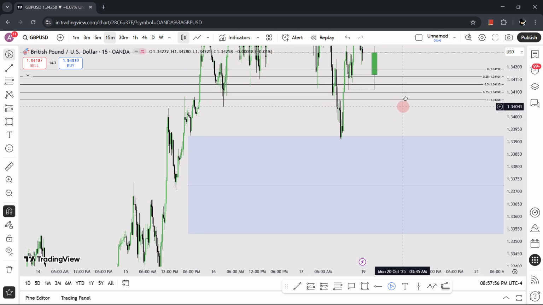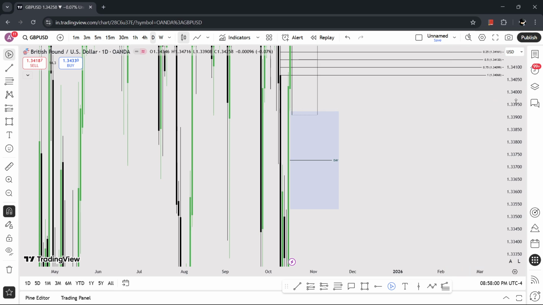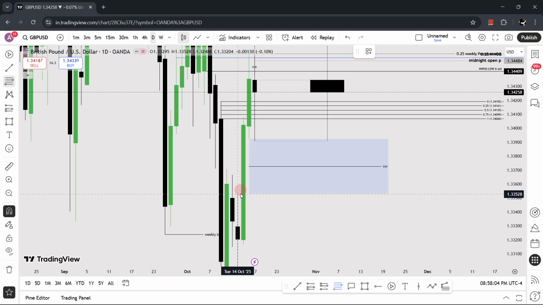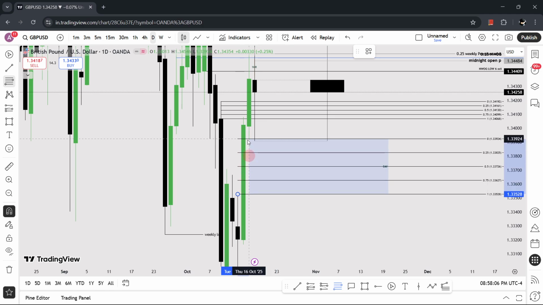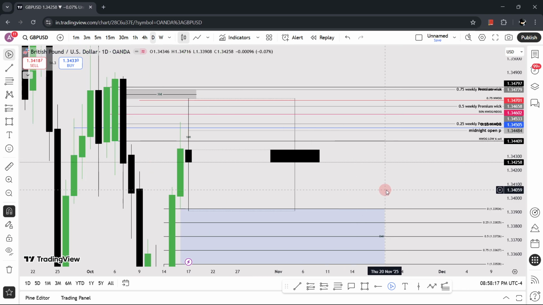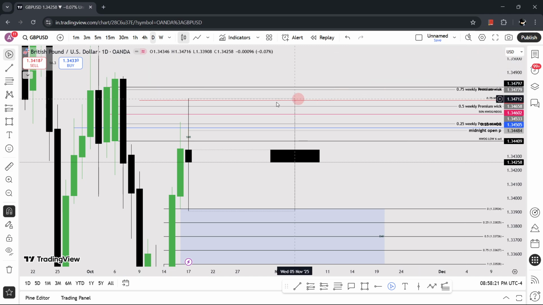There is one more thing that I want to draw up here, because I don't think this daily fair value gap is being respected that much. It doesn't even come to the lower quadrant. That's not good, so I'm removing this one. I think you understand the trade. I'll keep this one for the time being because we are still near to here.